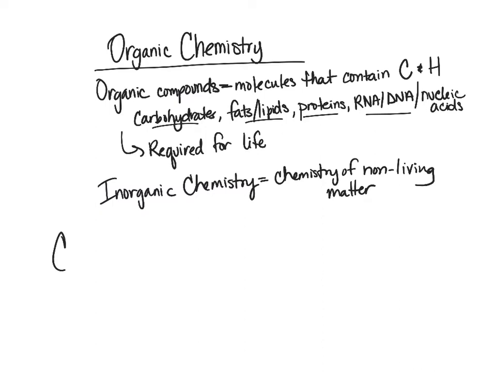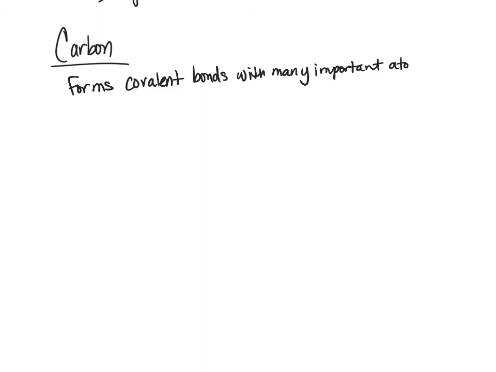So we mentioned carbon. Really what makes something organic is whether it contains carbon. Carbon we've already talked a lot about. It's very, very important, and we're going to talk about why it's so useful. Carbon, first of all, forms covalent bonds with many important atoms. So this is the first reason why carbon is such an important atom.